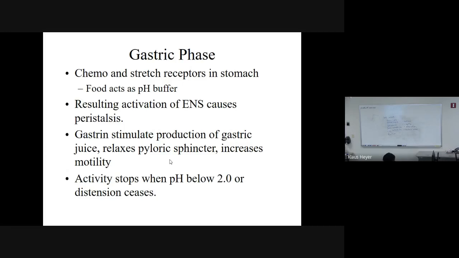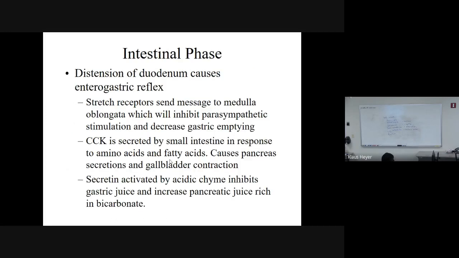The third phase, now the food goes into the intestine. So now we got to talk about the intestinal phase. And again, that first, I know this one's big.